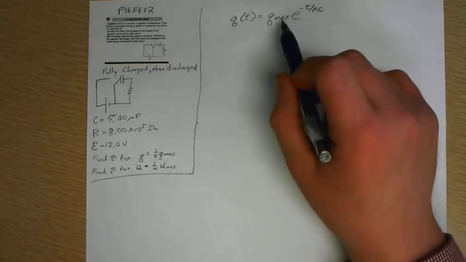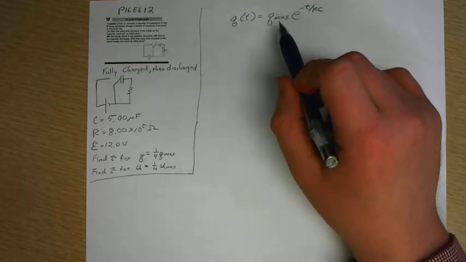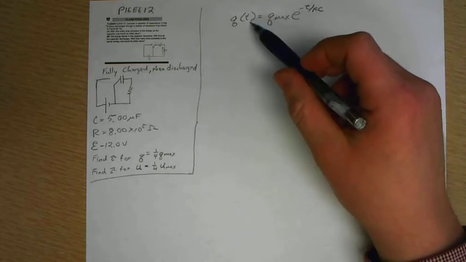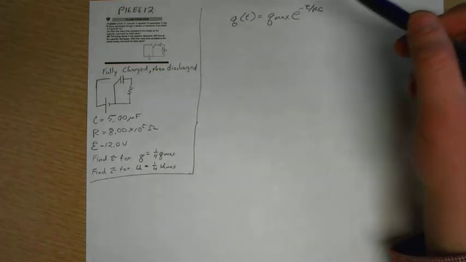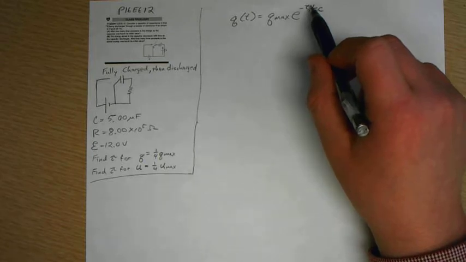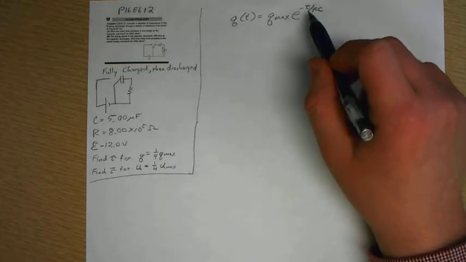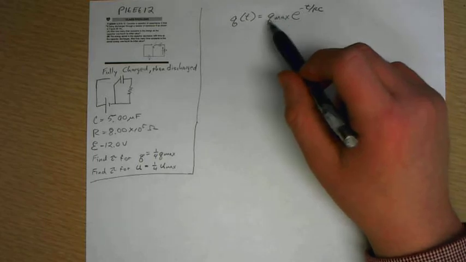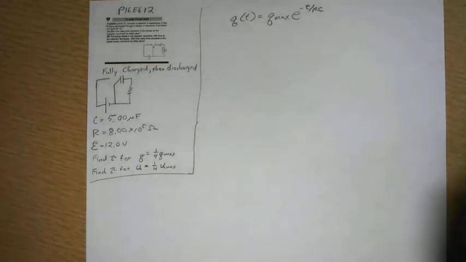Okay, so we're good. Now at time equals infinity, the charge on the capacitor should be 0 because all of the charge is dissipated. So if I put infinity up there, because of the negative there, that's going to give you 1 over infinity, which is 0. 0 times Q max is 0. So this is the right equation.